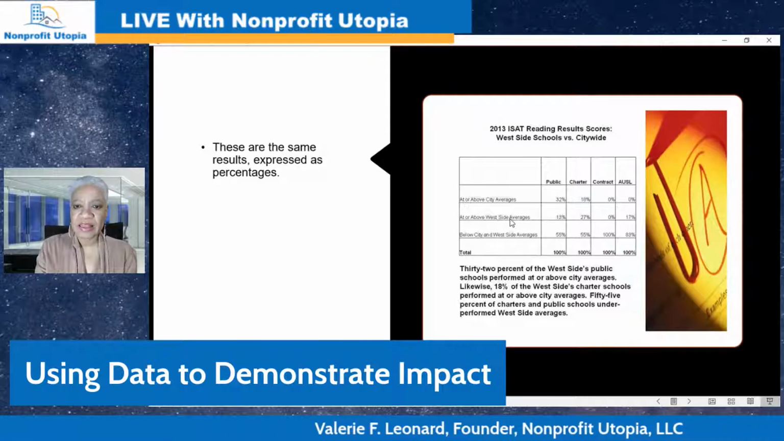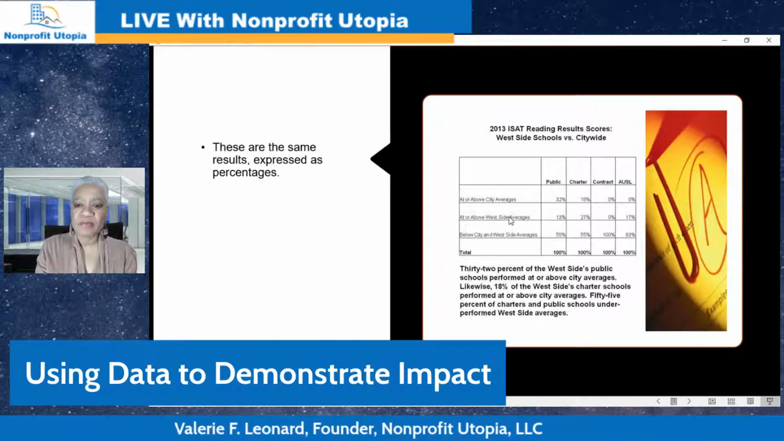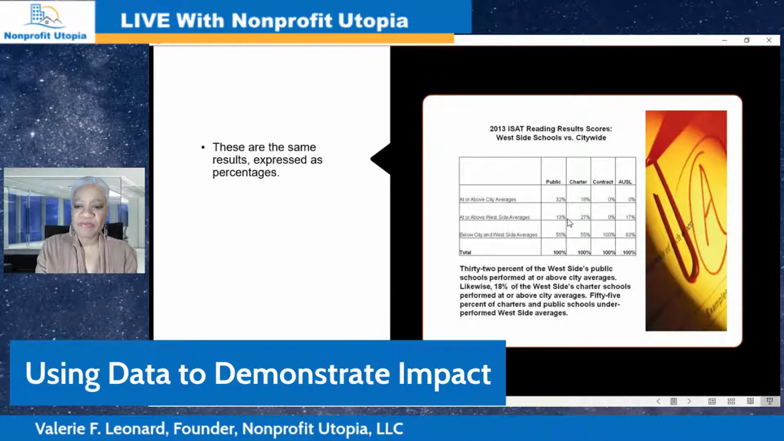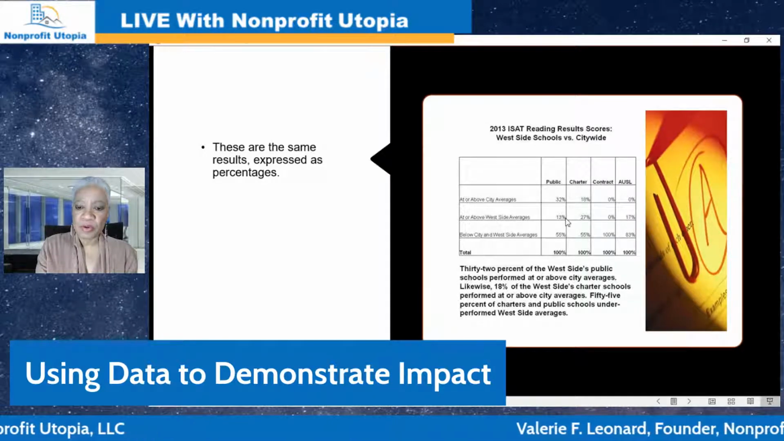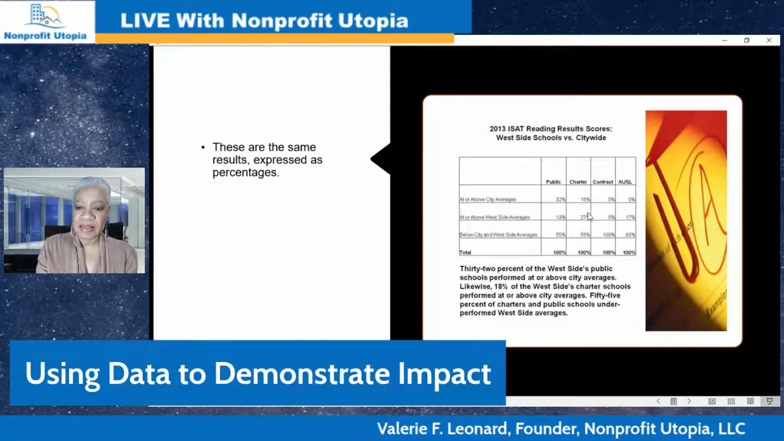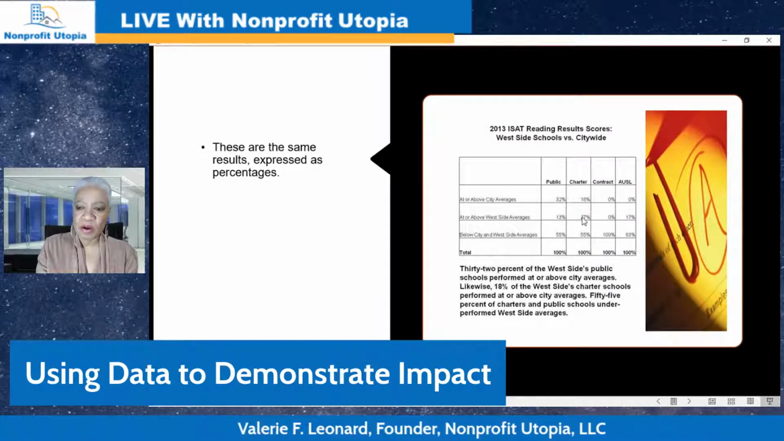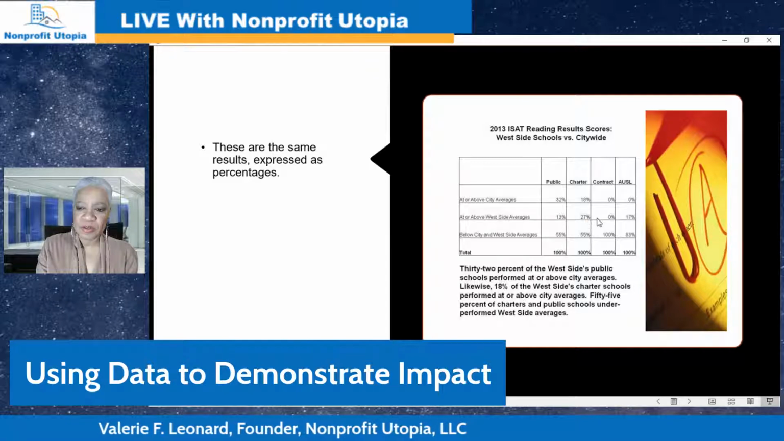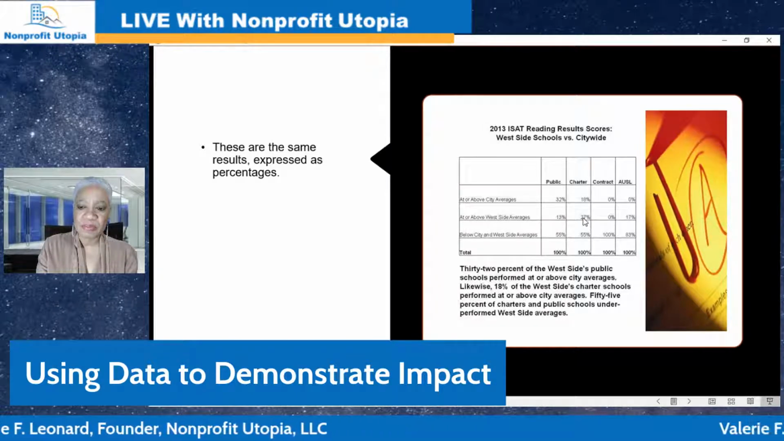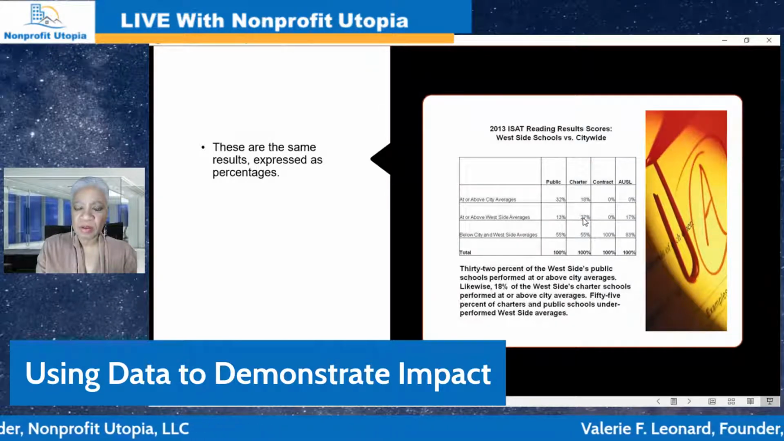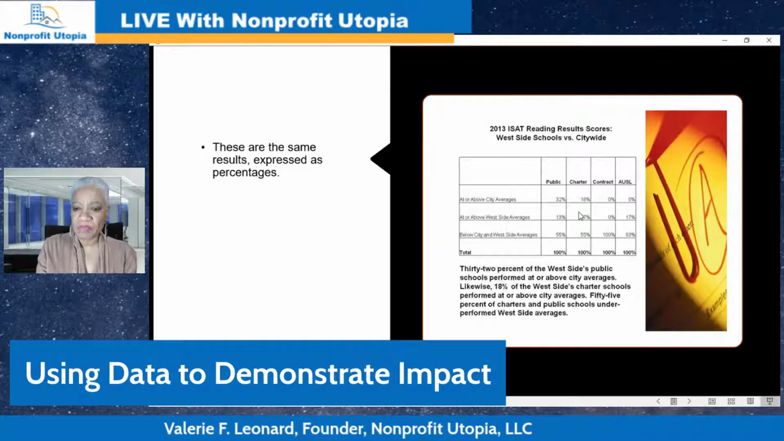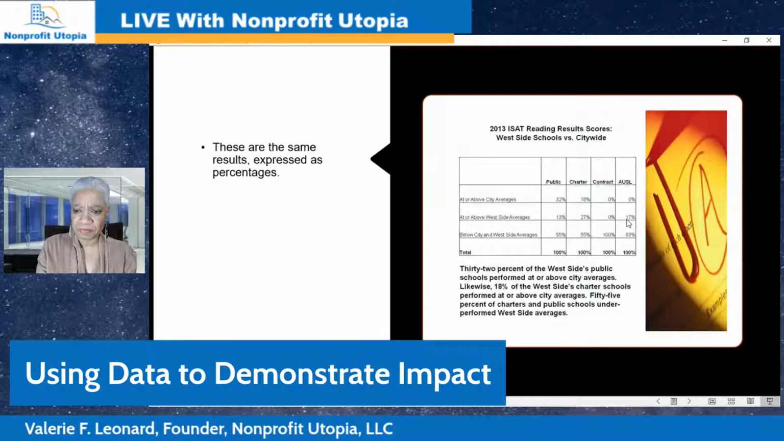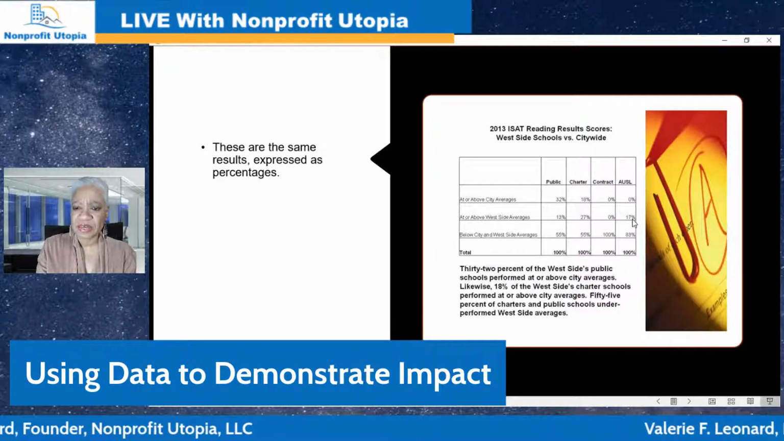And then when we look at the schools that were doing at or above West Side averages, we found that 13% of the public schools were doing at or above West Side, and then 27% for the charters. So the charters tended to do a little bit better as a group in terms of above West Side averages. And AUSL was 17%.